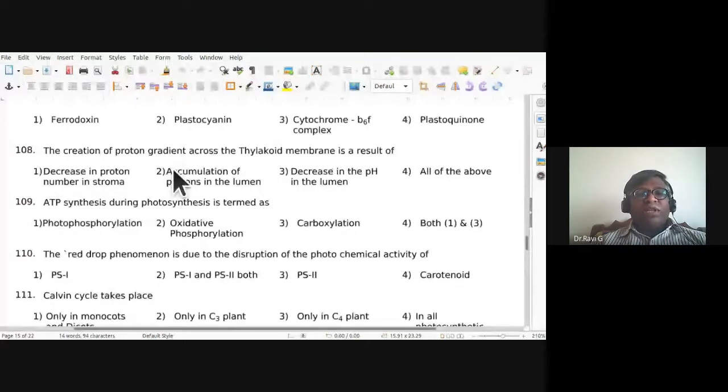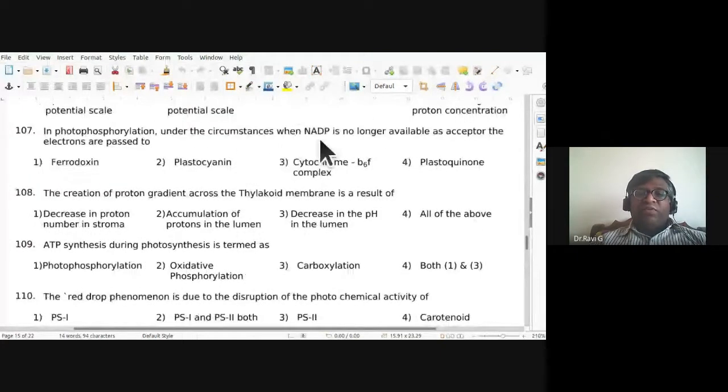In photophosphorylation, under the circumstances when NADP is no longer available as acceptor, the electrons are passed to.